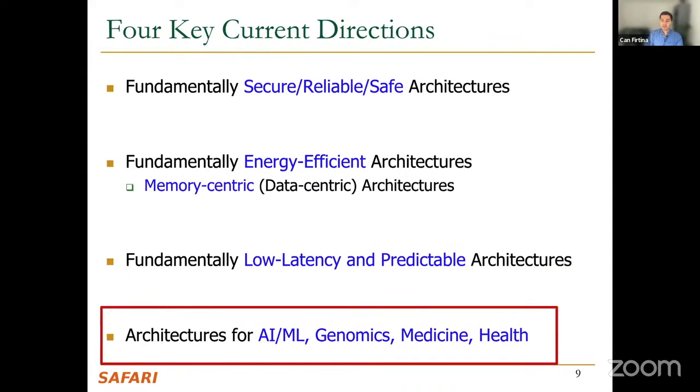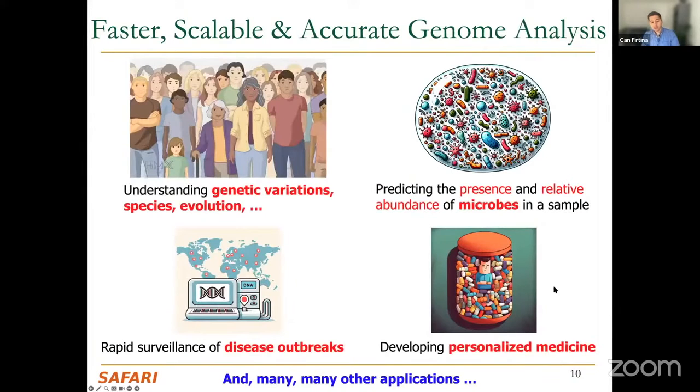And perhaps you're aware, this is actually also one of the key research directions that we're taking in our research group, which is essentially building architectures for important applications such as AI, ML, genomics, medicine, and health. But clearly, we need faster, scalable, and accurate genome analysis today for many, many reasons.